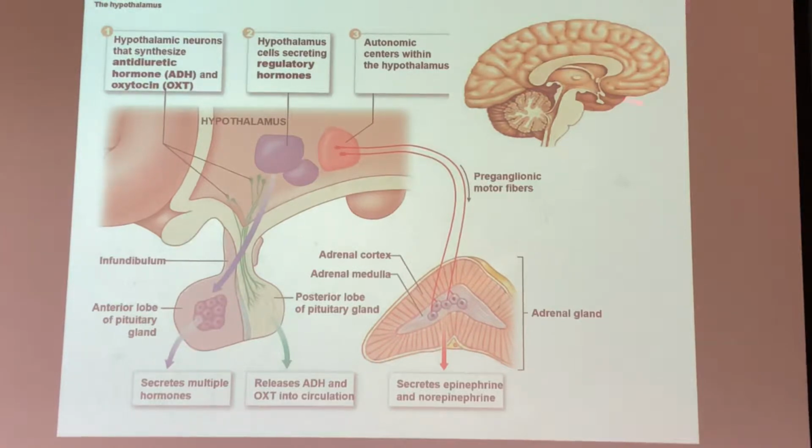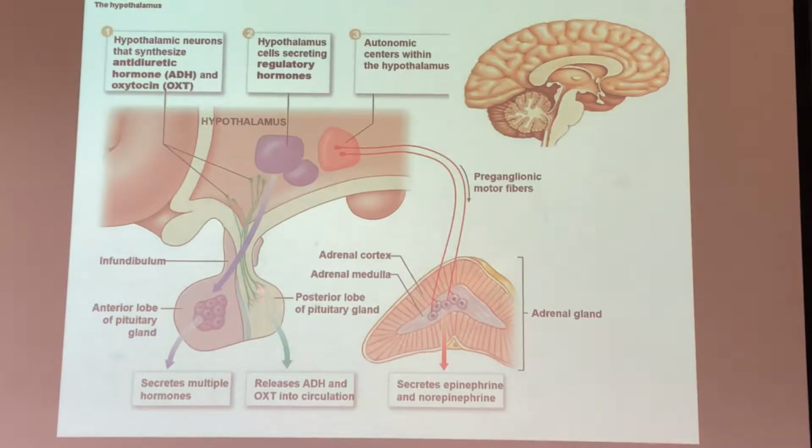Now you can see over here, this pink area is the hypothalamus. These green ones are the neurons, the hypothalamic neurons. They release ADH and oxytocin. And in the next few slides, the hypothalamus is also regulating some other hormones to be released. So these are secreting regulatory hormones. And the third one is the autonomic center within the hypothalamus.